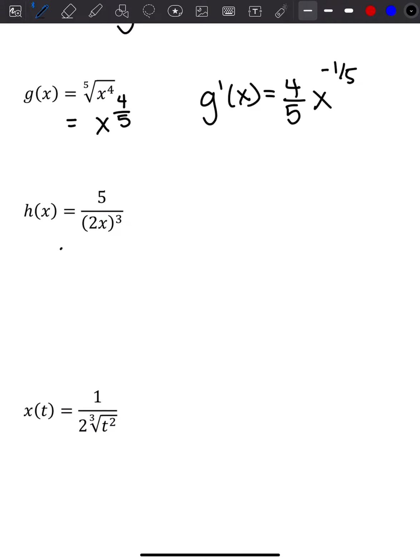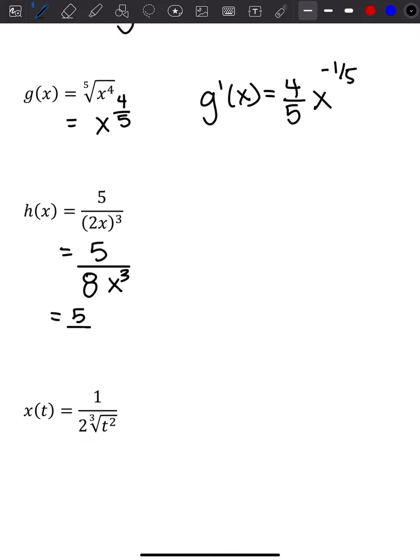So the first thing I'm going to do for this problem is keep that 5 where it is, and we are going to cube 2x. So when we cube 2x, we have 2 cubed and x cubed. So 2 times 2 times 2 gives us 8, and x times x times x gives us x cubed. So even without chain rule, I can kind of do this problem. I'm now going to move the x value out from the denominator. The 8 can stay there.